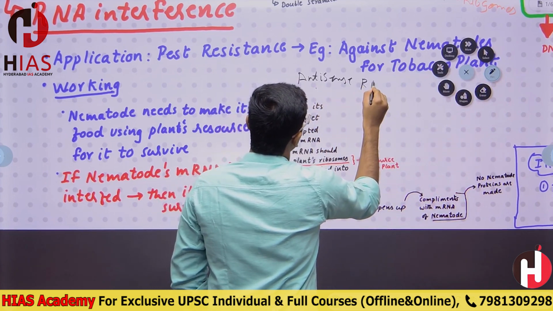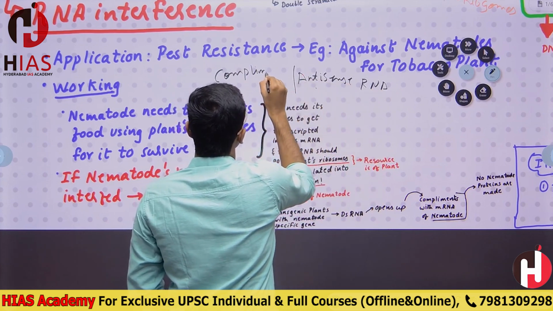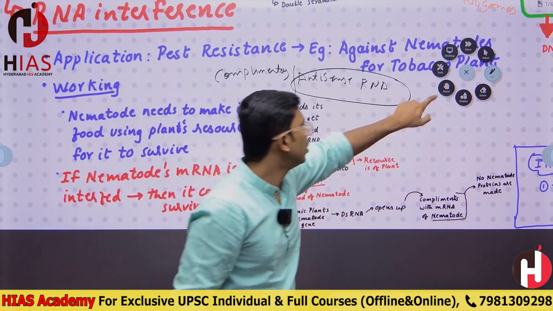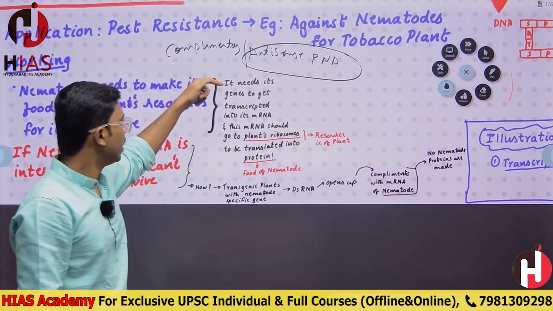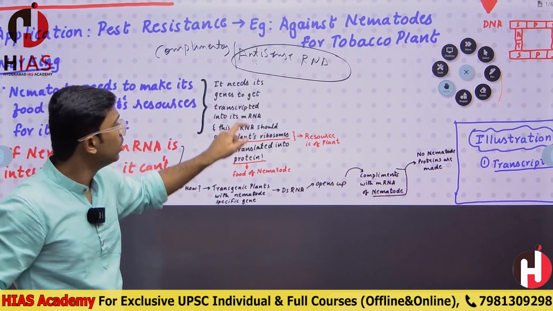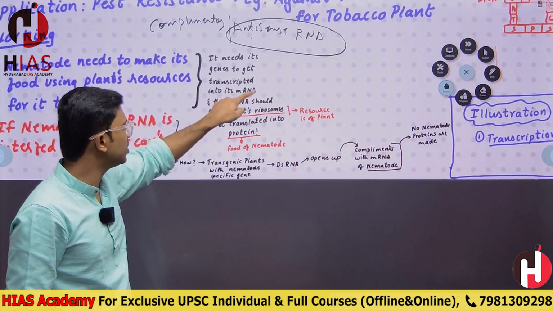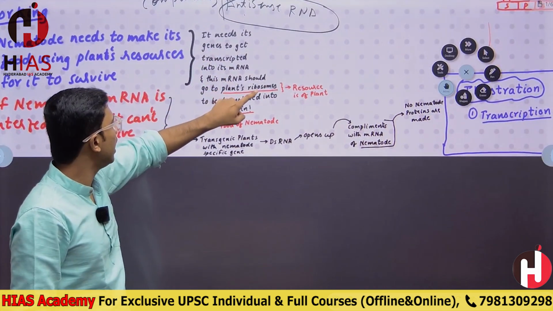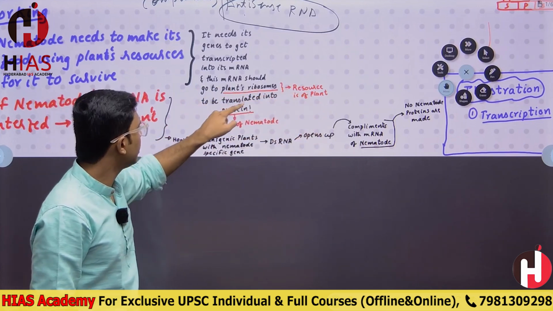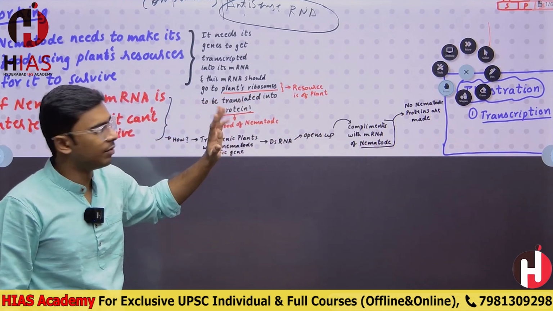Antisense RNA. I used a word called complementary RNA because it's more simple. So a nematode, a worm, needs its genes to get transcribed into its mRNA, and this mRNA should go to the plant's ribosomes, the resources of a plant, to be translated into protein, food for the nematode. Why? This protein is food for the nematode. Without this protein, it can't survive.